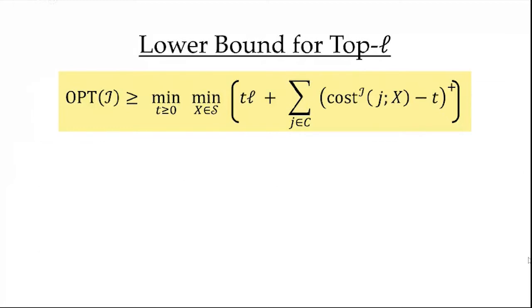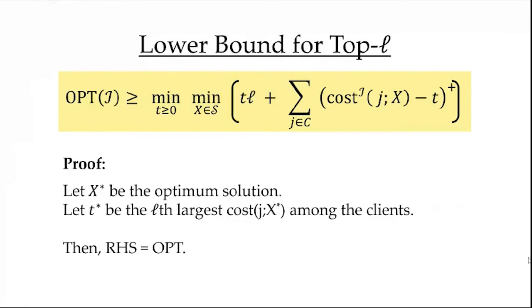And I claim that opt is at least this much. So it's a double minimization. I minimize over this parameter t, and once I fix t, I find the best solution. And this is actually a very simple statement, and the proof is a one-liner. I need to show you some t for which this RHS is less than the LHS, and the t is actually the Lth largest cost. Let X star be the optimum solution of the top L problem, and once you fix X star, let T star be the Lth largest cost of those clients.